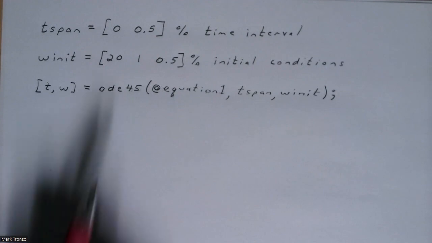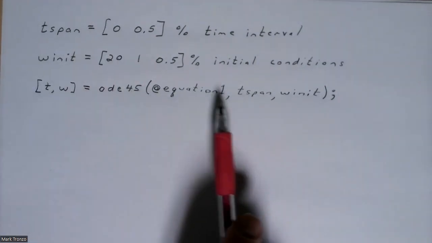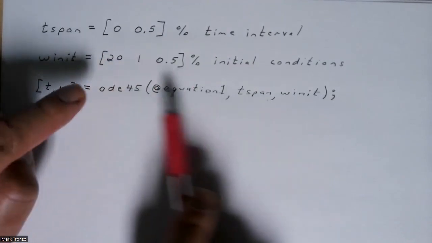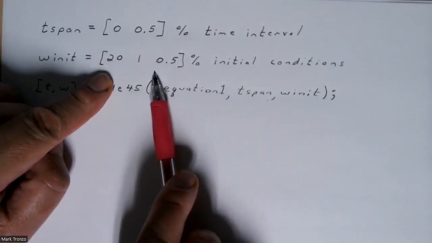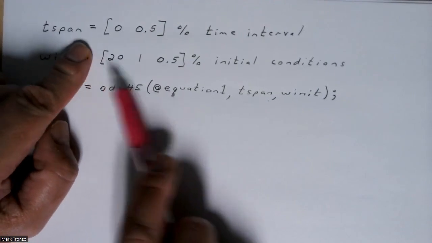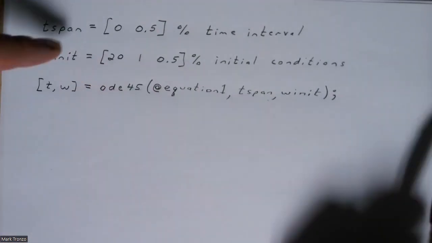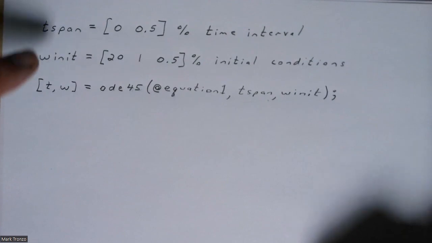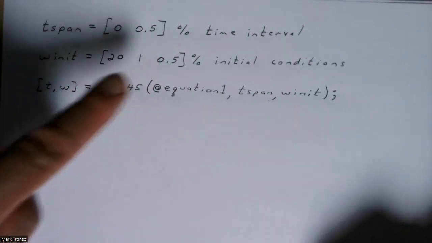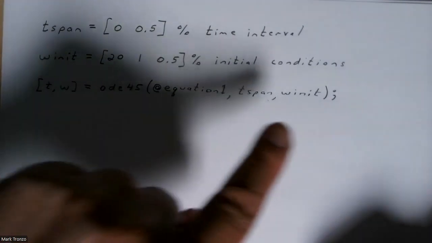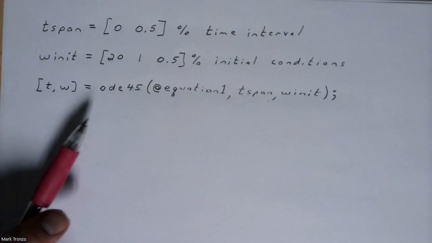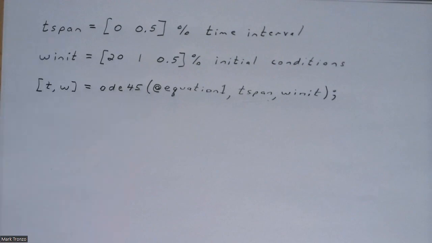Now, notice you could have written this time span right in here. You could have put this with the square brackets in here, and you could have put the initial condition with square brackets right in here rather than assigning these extra variables. But it seems to me a little bit clearer if you assign these variables first to see what you're actually doing. And so now this is really what calls and solves your differential equation.